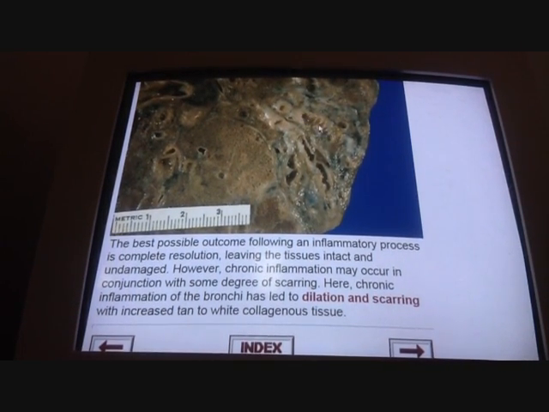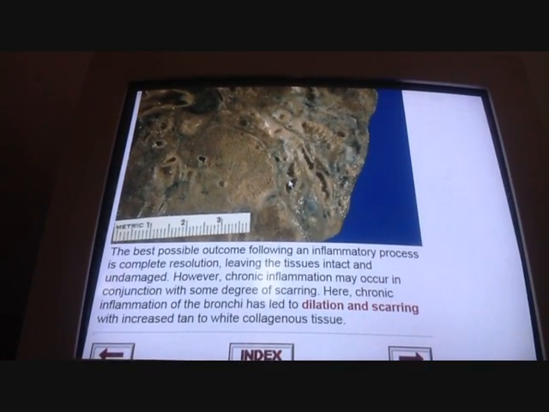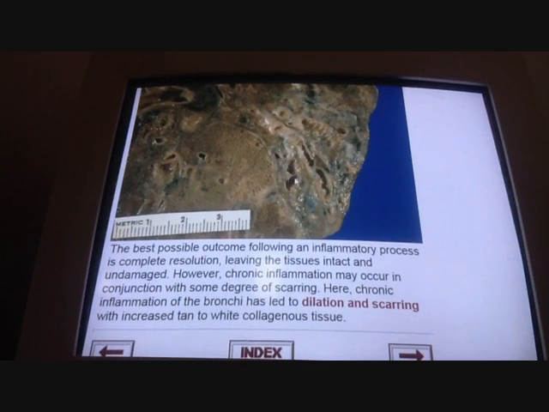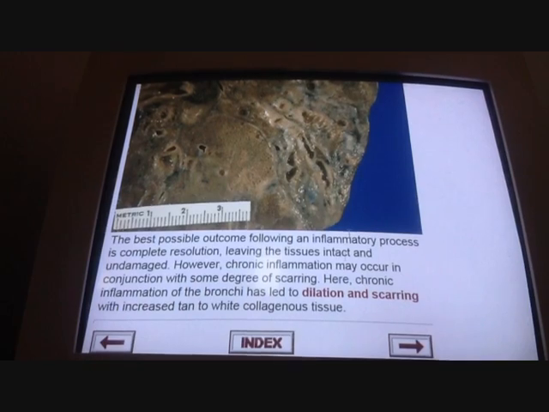And in between, you could notice those bronchi. After the inflammation, they became dilated, permanently dilated. So dilation and scarring as a result of collagen deposition, as a result, of course, of chronic inflammation.